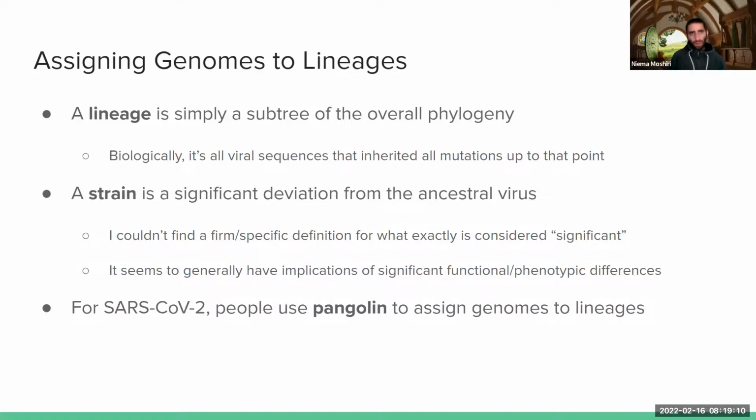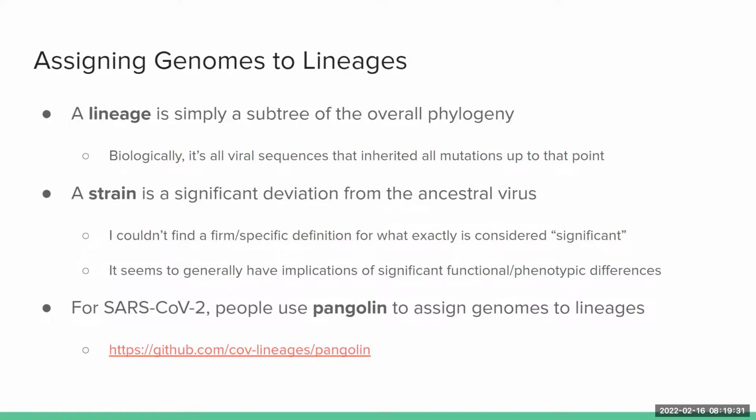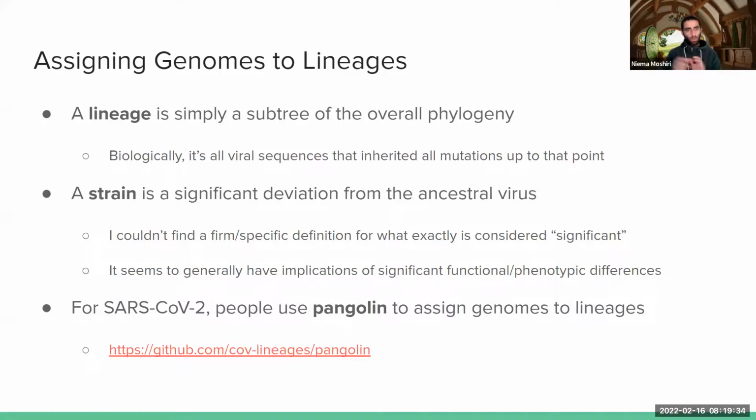For SARS-CoV-2, the virus behind COVID-19, people use this tool called Pangolin to assign genomes to lineages. This tool is open source. It's a really interesting tool, and they have a nice web app as well that you can submit a sequence to. Basically, in advance, a lot of virologists have accumulated and noted a bunch of common mutations that we see in different lineages of the virus. They have this global evolutionary tree, and they see what common mutations different lineages have. And then Pangolin takes that information and uses an approach known as a decision tree.